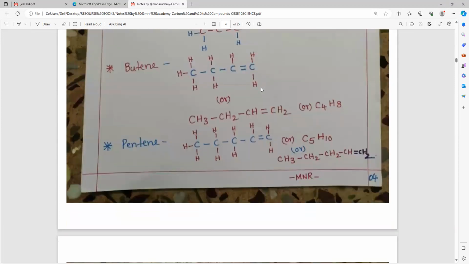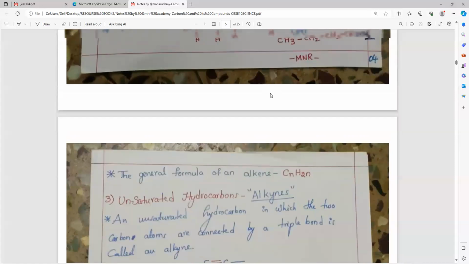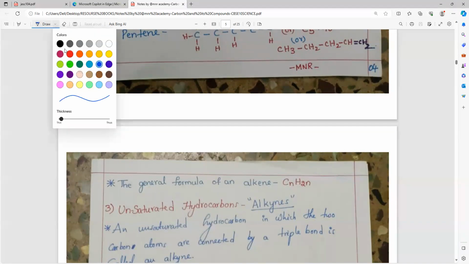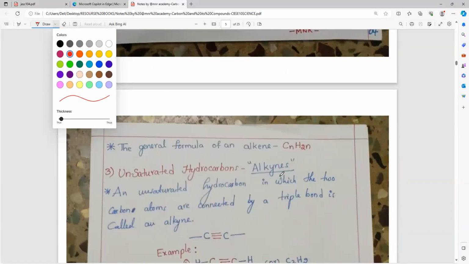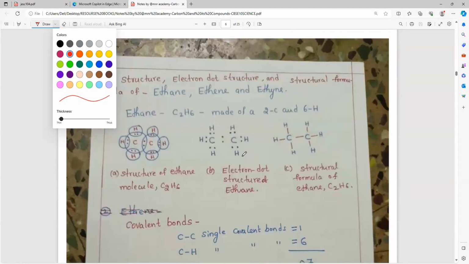Everything is fine. In unsaturated hydrocarbons, where a triple bond is present, those are alkynes. CnH2n is alkanes, and CnH2n minus 2 is what? Everybody, quickly. CnH2n minus 2 is alkynes. I have drawn the structure here. You can check it.